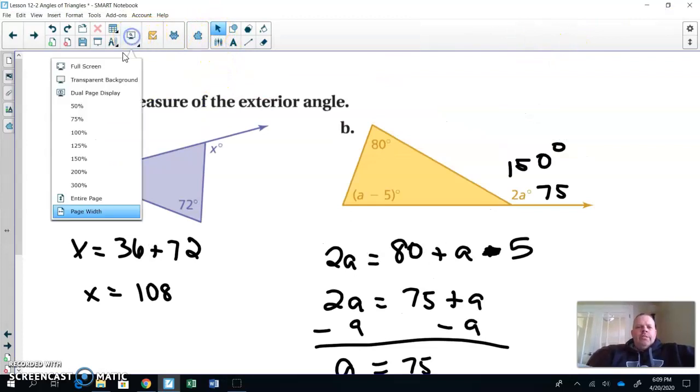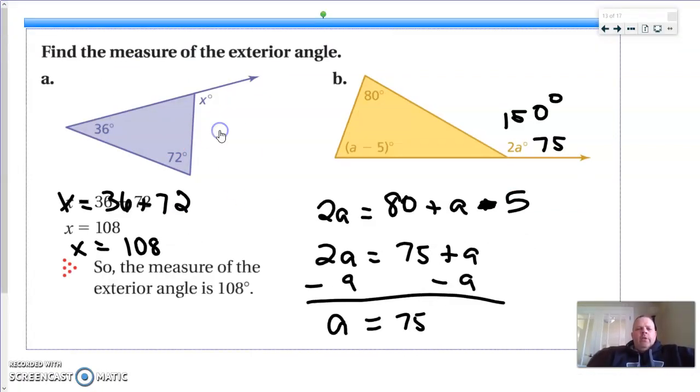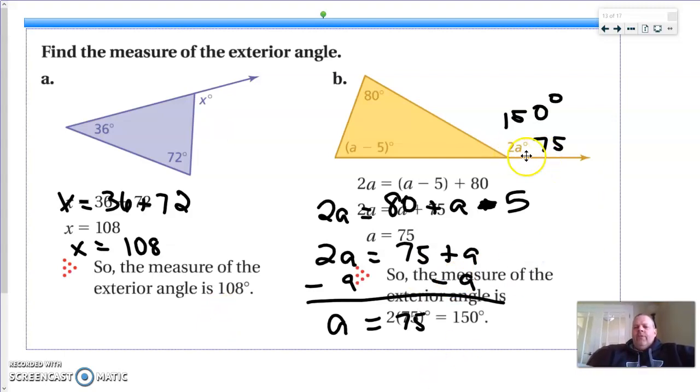So as you can see, we have the answers there, 108, and we will get 150. In this case, they're asking for the exterior angle, so that's why we multiplied it. If they're just asking for the variable, we would have left it as 75.